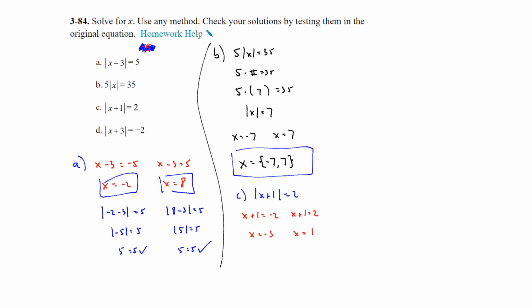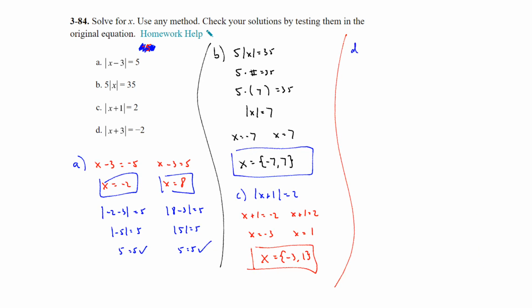So if you plug in negative 3 plus 1 is negative 2, the absolute value of negative 2 is 2. If you plug in 1 plus 1 is 2, the absolute value of 2 is 2. So it does work out, and you'll just start to see me typically write these in this solution set form, but either way I'm sure is fine.